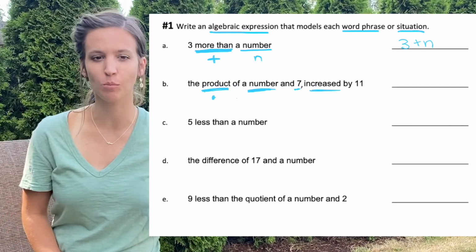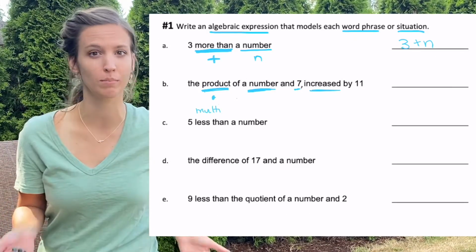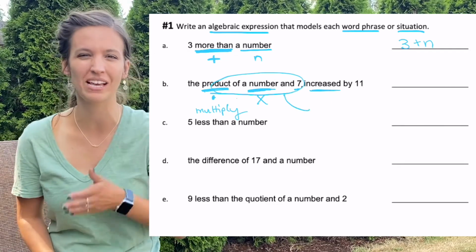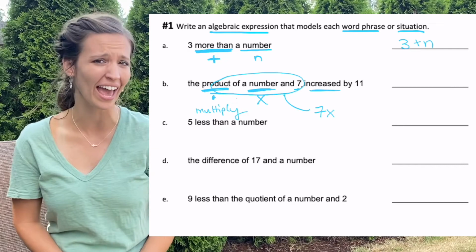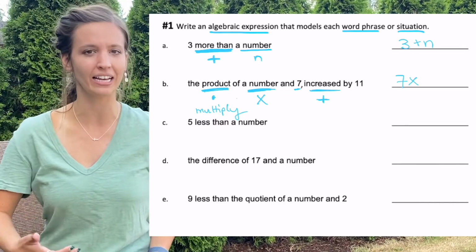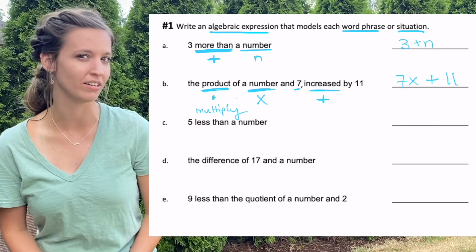All right, B says the product of a number and 7 increased by 11. Okay, so product is multiplication of a number, so we could make that n, we could make it x. This time I'll make it x, and 7. So I have x times 7. It makes more sense to write that as 7x. Comma, increased by 11. Increase, that's going to be adding, so I have 7x plus 11.